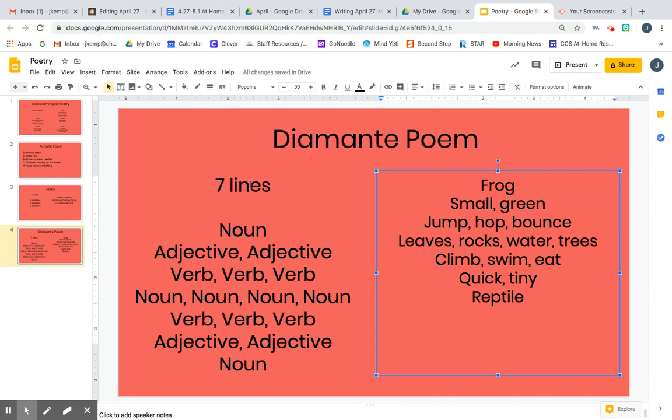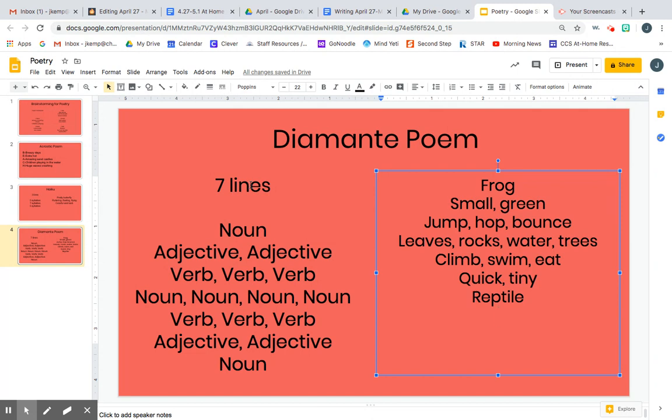So that is my Diamante poem about frogs. I'm going to read it for the first time. Frog, small, green, jump, hop, bounce. Leaves, rocks, water, trees. Climb, swim, eat. Quick, tiny, reptile.